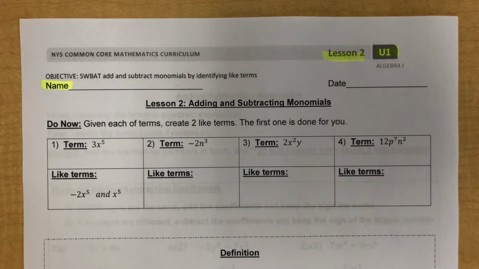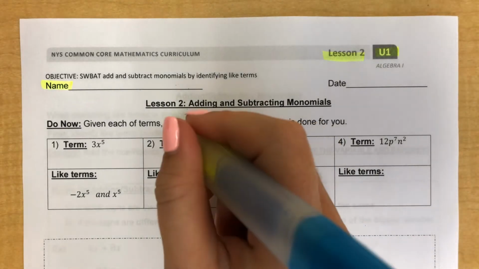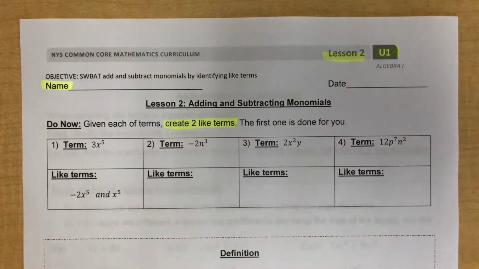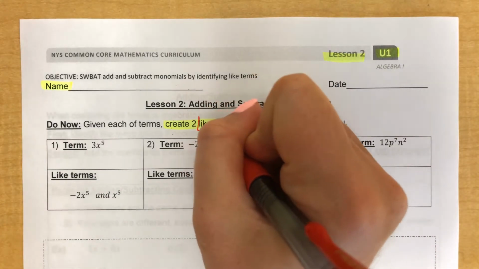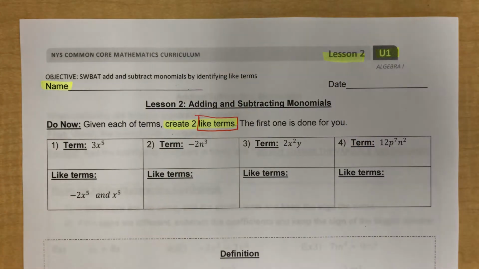All right, so as I look at the do now, it says, given each of the terms, create two like terms. So I'm just gonna highlight that. The directions are asking me to create two like terms. Now, something we're gonna get in the habit of doing a lot in class is boxing any important keywords that we see. So like terms is a vocab word, so I'm gonna go ahead and just box that quickly.